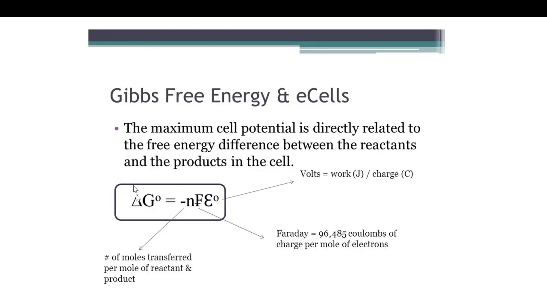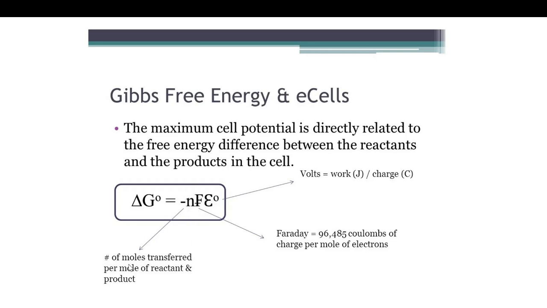This is given by the formula delta G naught equals minus n F E naught. So this E naught is the electrochemical potential at standard conditions, which is given in volts. That is work per charge, where work is in joule. Joule per charge is the volt, and this is the unit of this electrochemical potential. Okay. Now what is this n?